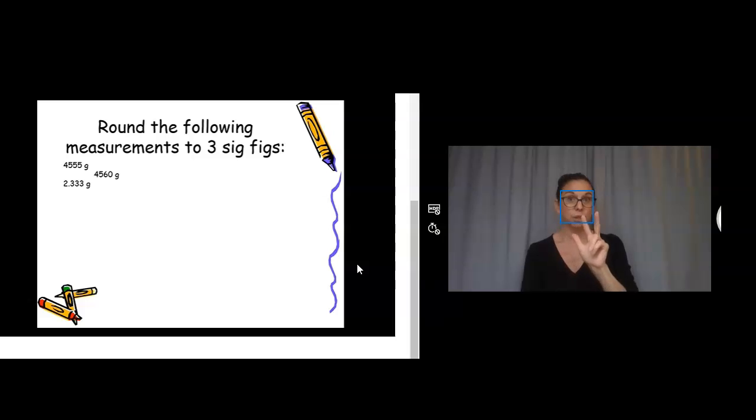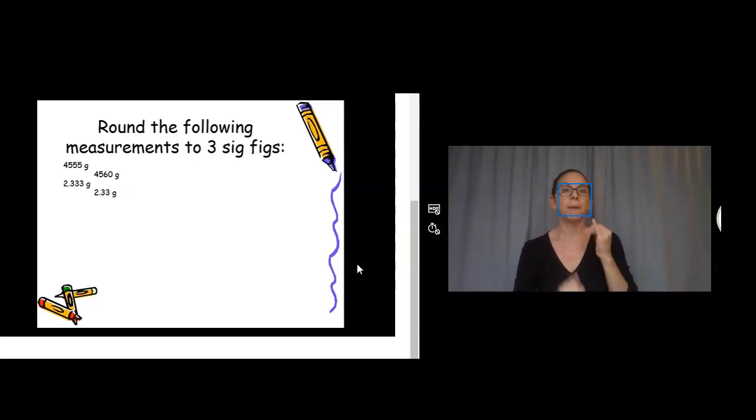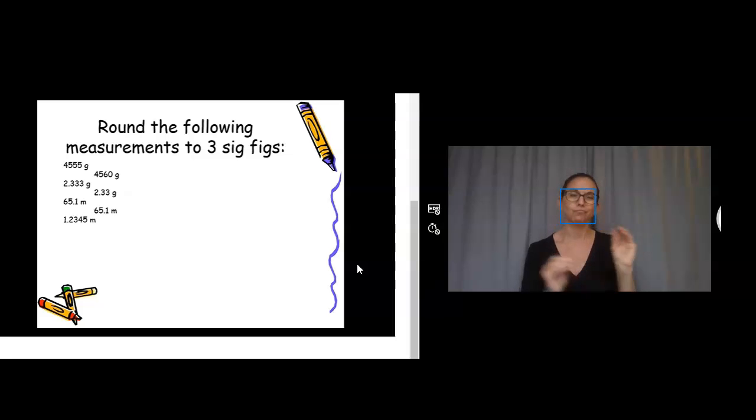2.333 grams. So in this case, 3 significant digits, we would drop that final 3, giving 2.33 grams. Now in this case, we did not add a final 0, because if we had, that would have been a final 0 after a decimal place. It would have been significant. And so in this case, because it's after the decimal, we would just drop that. Similarly, here's 65.1 meters. Of course, that is 3 significant digits, so there's really no rounding necessary.